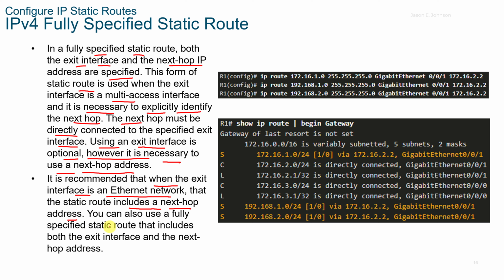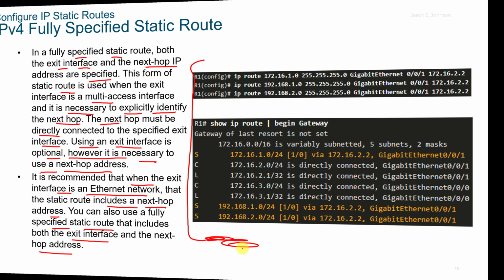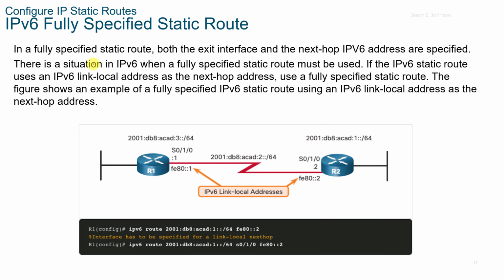And you can also use a fully specified static route that includes both the exit interface and the next hop address. And we can see the results on the right side here. For the v6 address, there's a situation in v6 when a fully specified static route must be used. If the IPv6 static route uses a v6 link local address as the next hop address, you want to use a fully specified static route.